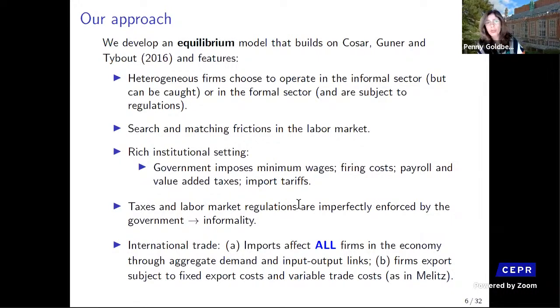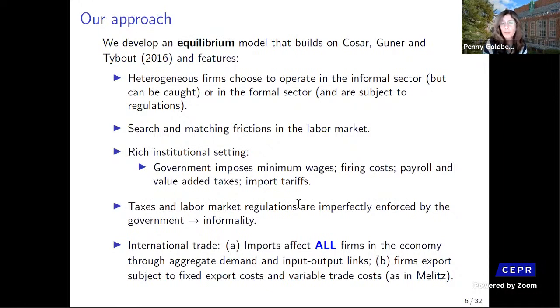For those of you who know the paper by Kosar, Gunner, and Taibout in 2016 in the AER, our model builds on theirs. Their model doesn't have informality, but it has unemployment. We focus on informality. Very briefly, here is an overview of the model. It's a model with heterogeneous firms. These firms choose to operate in the informal sector or the formal sector. If they operate in the informal sector, they can be caught. Also, there are other disadvantages. They may not have access to formal finance. They cannot export. On the other hand, they can enter the formal sector. In that case, they have access to formal finance and they can export. However, they're subject to regulations and to all the bureaucracy that one faces in Brazil.